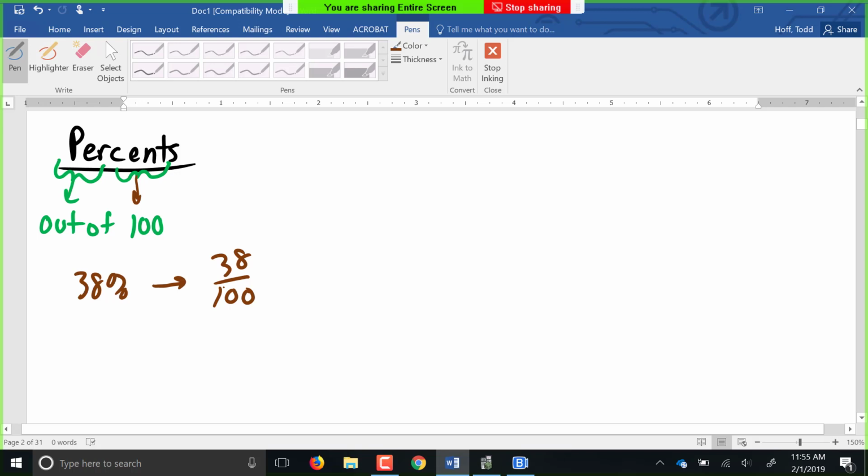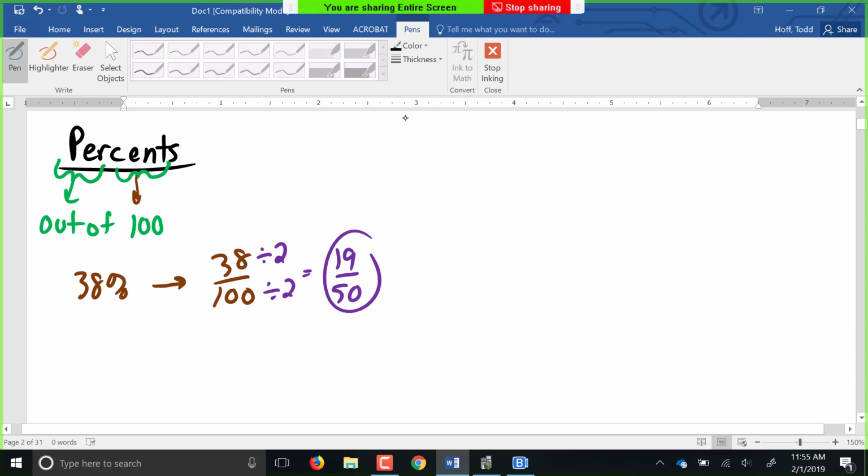In fact, it's that simple to change a percent into a fraction. Of course, we wouldn't leave it as 38 over 100 because that can be reduced. 38 and 100 can both be divided by 2. So we'd write it as 19 out of 50. So 38% is 19/50ths as a fraction.